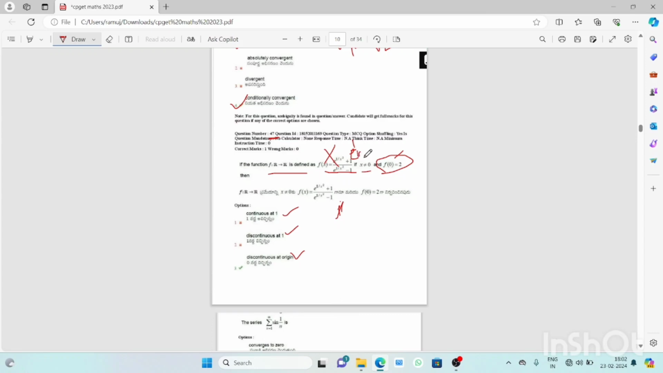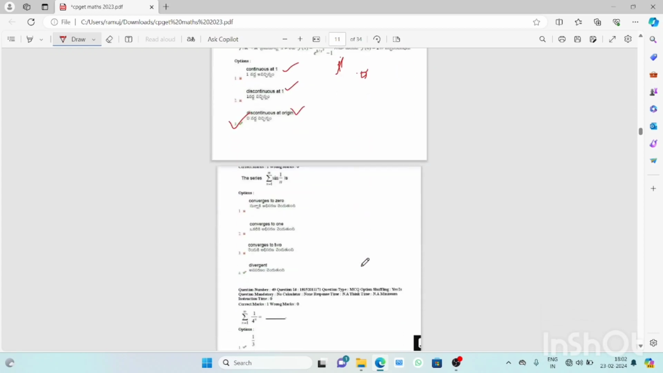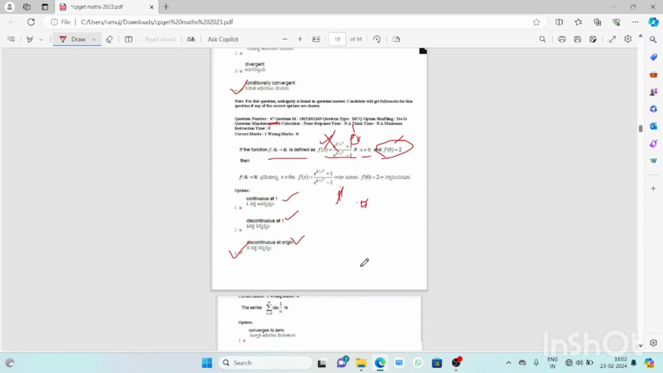So by using that, we can clearly say that the function is never continuous at this value x equal to 0. So the third option is the correct one, discontinuous at origin. Origin means at 0. The function is discontinuous at 0. So the third option is correct for question 47.